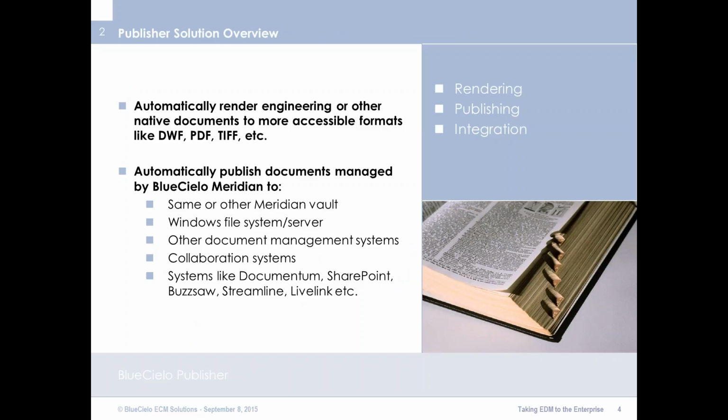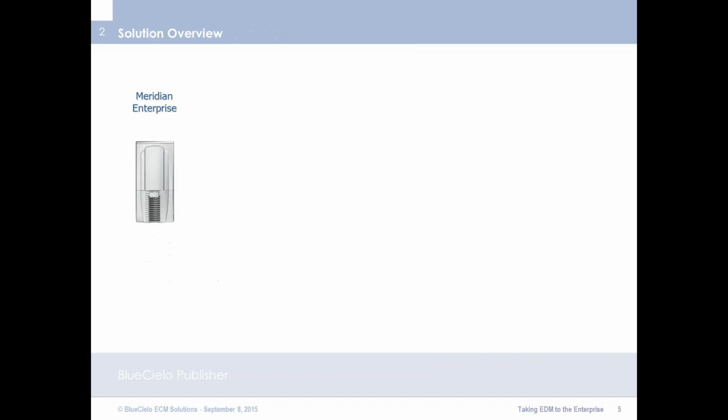And those documents can then automatically be published to the same Meridian Vault, a different Meridian Vault, out to the Windows file system, to another document management system, a collaboration portal, just a number of different destinations.